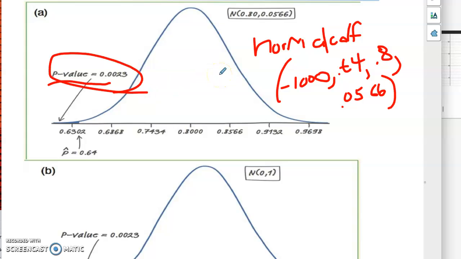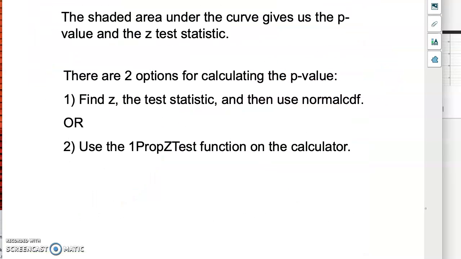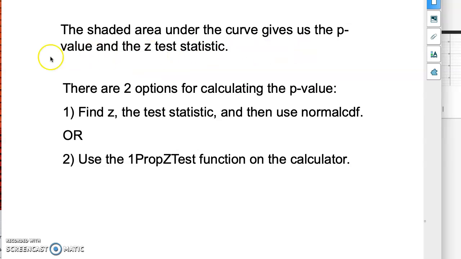Okay? As an alternative, you can also use the z-score and do normal CDF using the z-score. So that would be normal CDF, negative 1,000, and instead of using 0.64, we're going to use negative 2.83, 0, and 1 as our mean and standard deviation. We get the same p-value of 0.0023. The shaded area under the curve gives us the p-value and the z-test statistic.